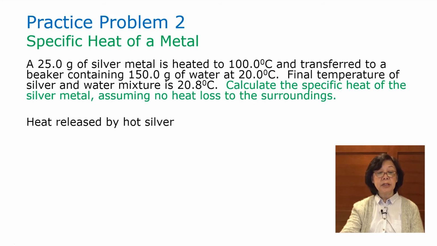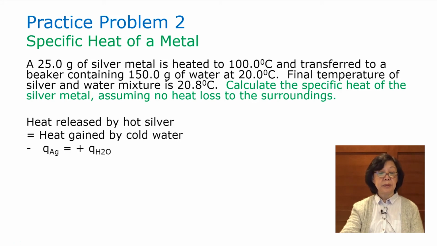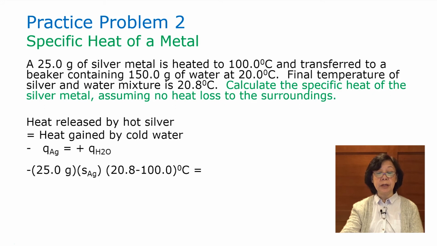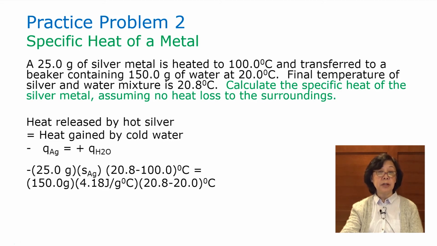Now the heat released by the hot silver is equal to the heat gained by the cold water, which has a negative sign in front of the heat released by the hot silver. Negative 25 grams of silver times specific heat of silver times final 20.8 degrees C minus initial 100 degrees C is equal to heat gained by 150 grams of water, specific heat 4.18, times final 20.8 minus initial 20 degrees C.